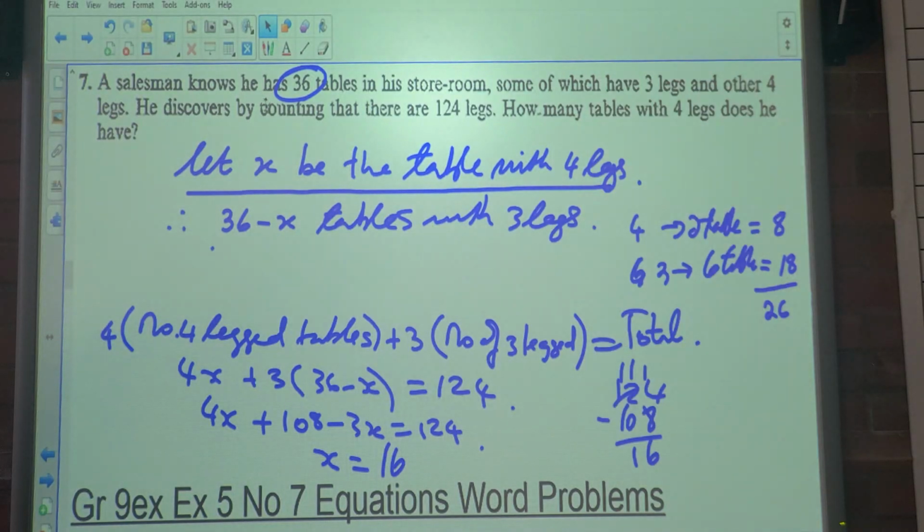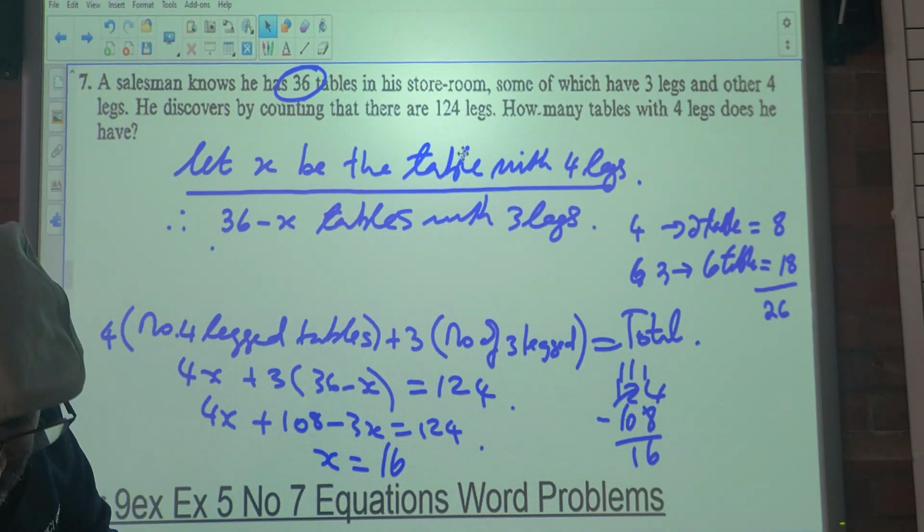Let's read again. The salesman knows that he has 36 tables in the storeroom, some of which are 3-legged and some are 4 legs. He discovered by counting that there are 124 legs. How many tables with 4 legs does he have? How did they get 20? No, they have 124. What they wrote was 3x. So they let the number of 3-legged tables be x. Yeah, they went the other way around.